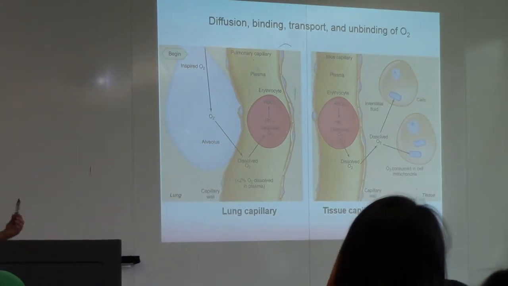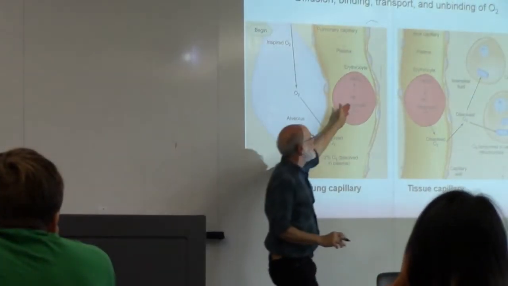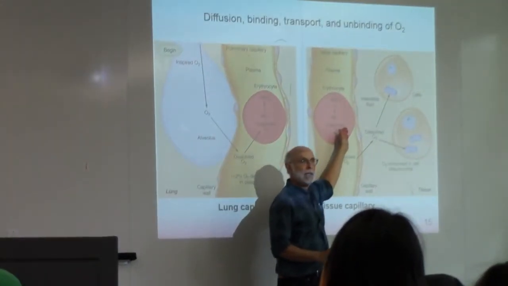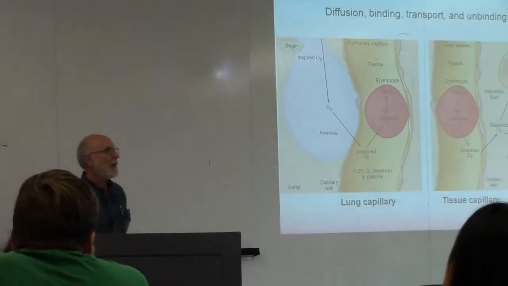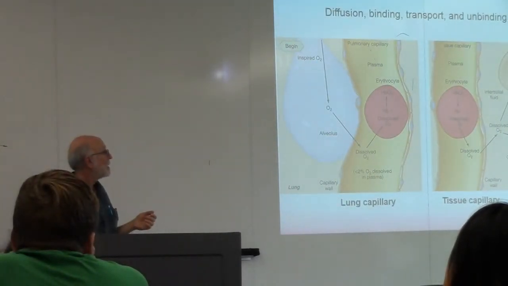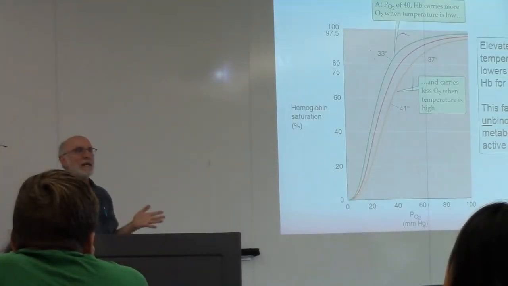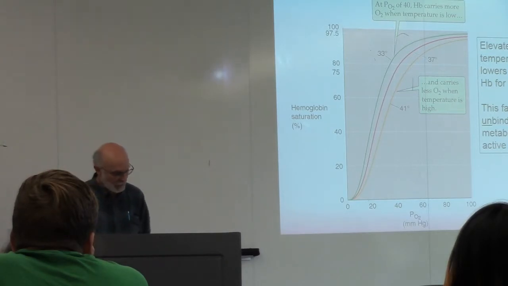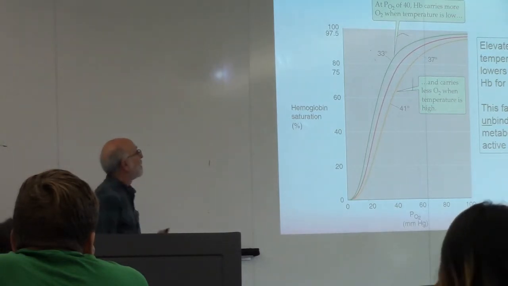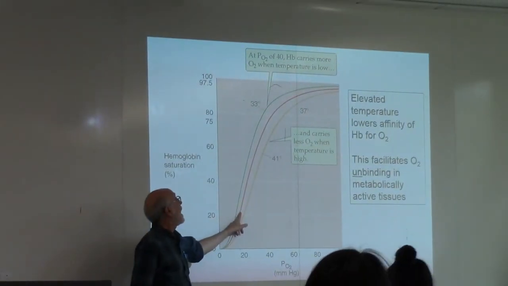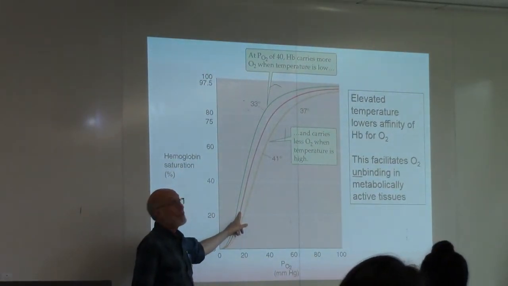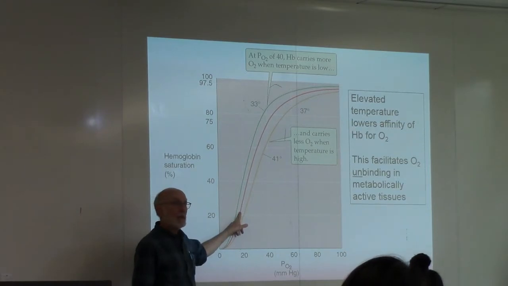Okay, so oxygen binds in the lungs and unbinds in the tissues. There are some features of hemoglobin that assist this, and I don't want to get into the great gory details. I think I gave you one of these graphs. The main point is, here is the hemoglobin binding curve at 37 degrees, normal body temperature.